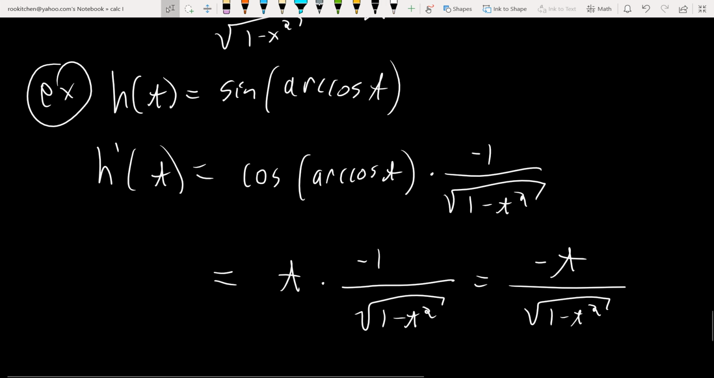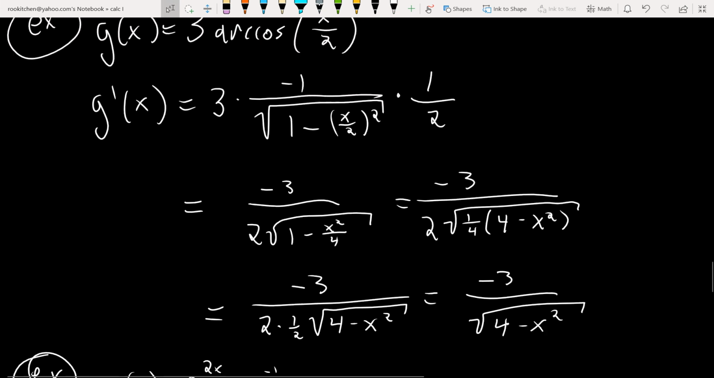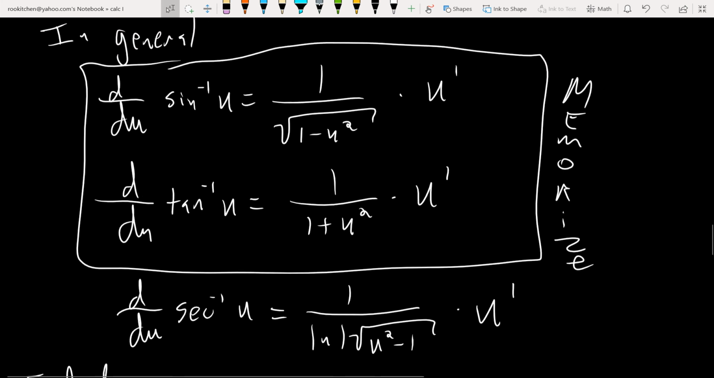Right, so I guess that'll do us for this section. We'll just leave it there. So you have some new formulas you're going to have to memorize for the test.